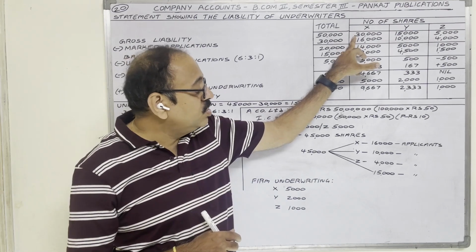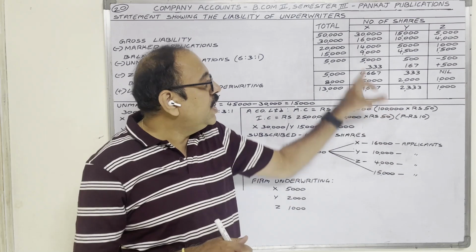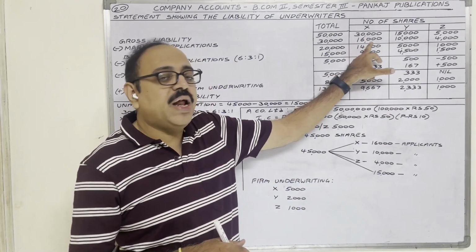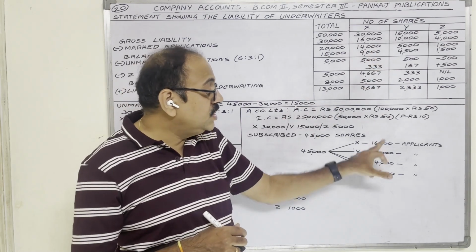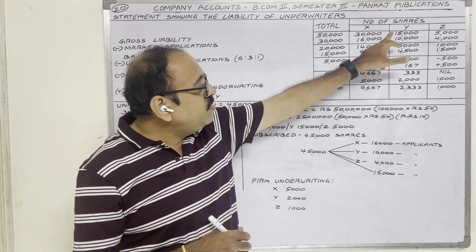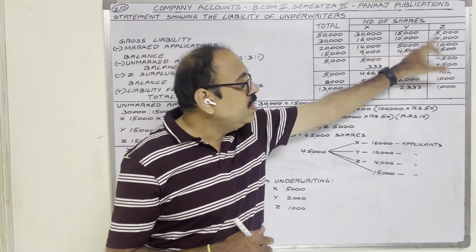In this 30,000, 16,000 X need not buy. So from X's 30,000 shares, we have to subtract, nothing but attribute, we have to credit these 16,000 shares. The same thing for Y and Z also. Then finally 14,000, 5,000, 1,000.